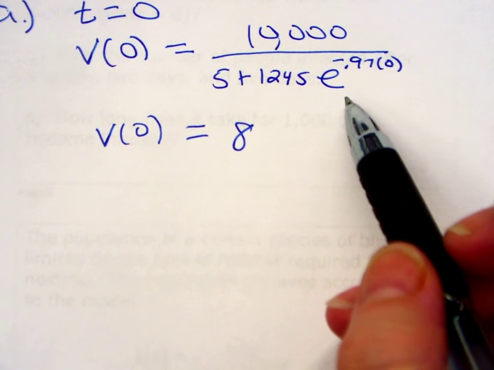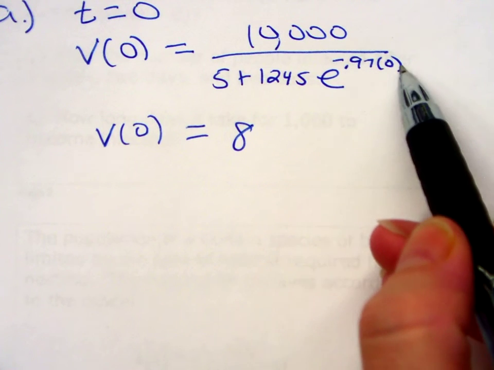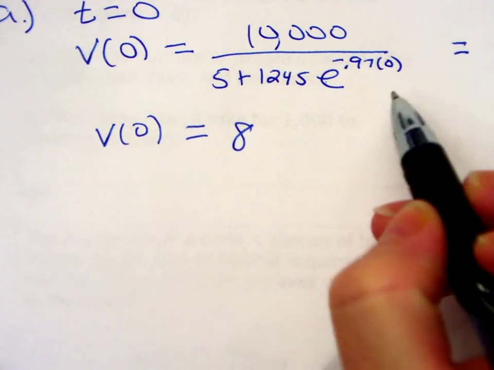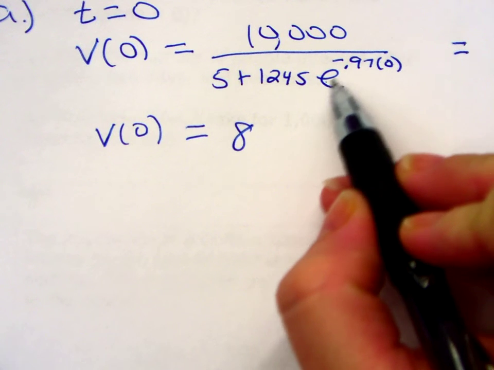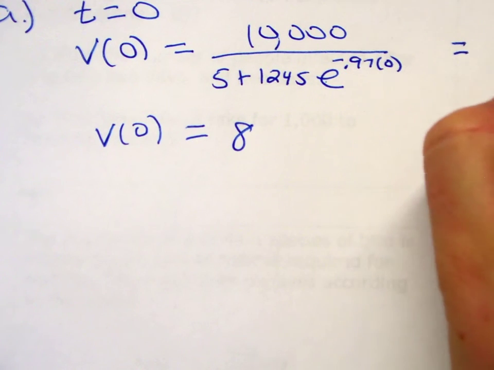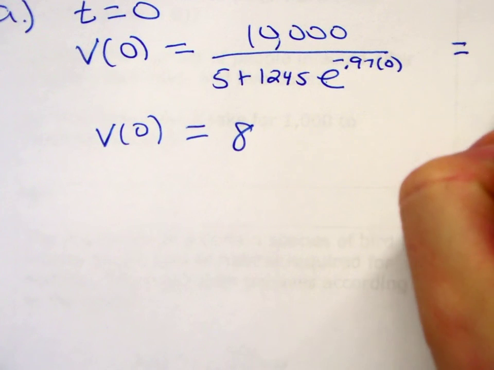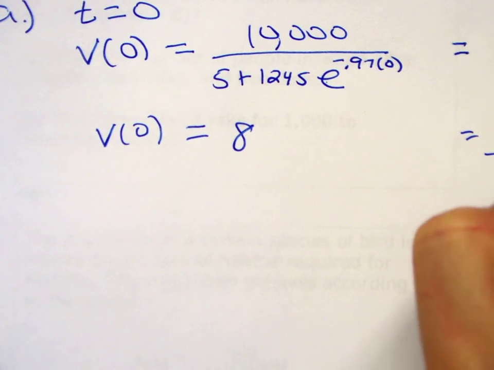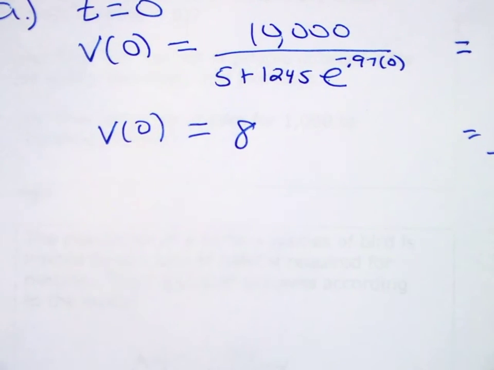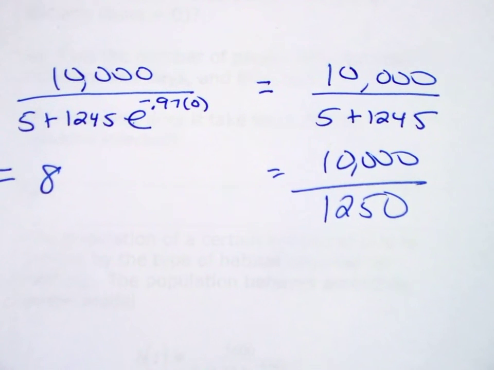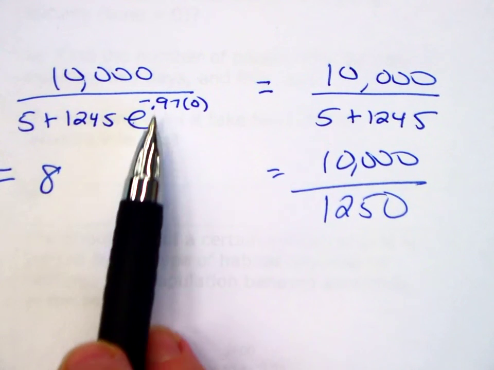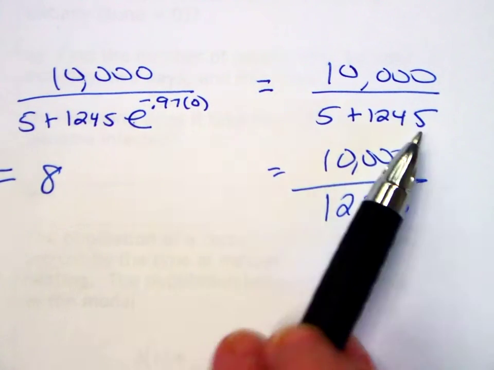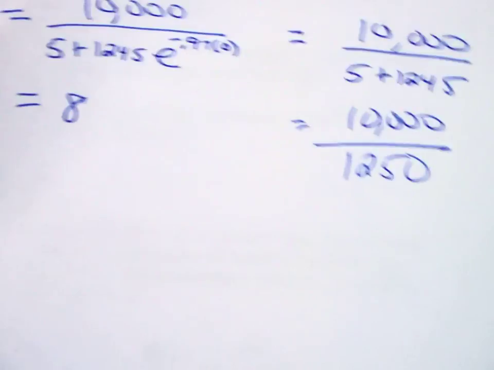Now, if you wanted to do this algebraically, notice e to the negative 0.97 times 0. What's 0 times anything? 0. What's e to the 0? What's anything to the 0 power? It's really 1. So what this actually is, 5 plus 1245, it's really 10,000 divided by 1250, which is 8. I did all that work and you couldn't even see it. Again, this is really 0. Anything to the 0 power is 1. 1245 times 1 is 1245. So it's actually a really basic idea.